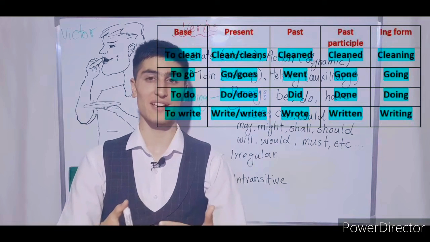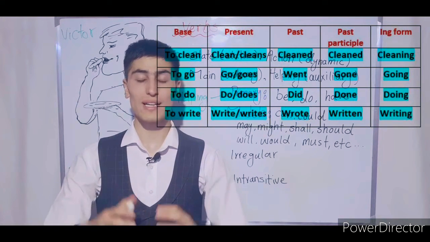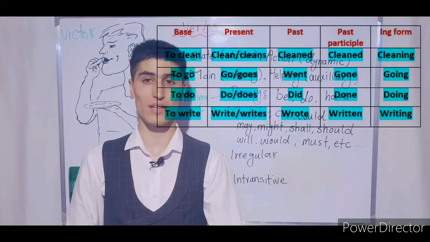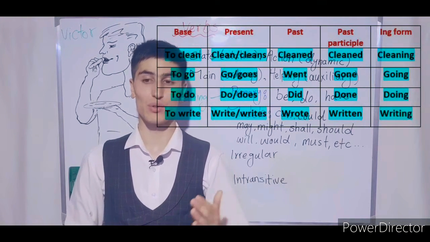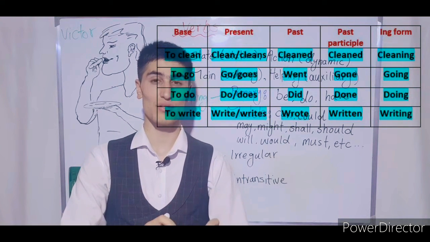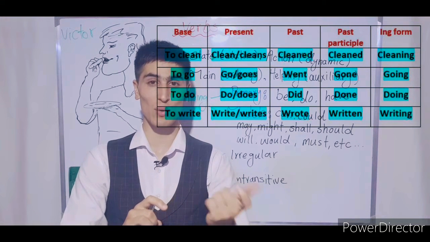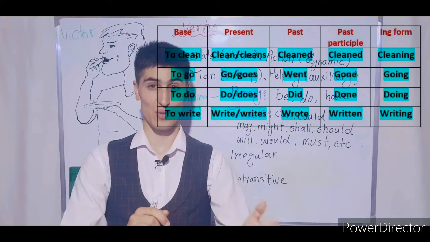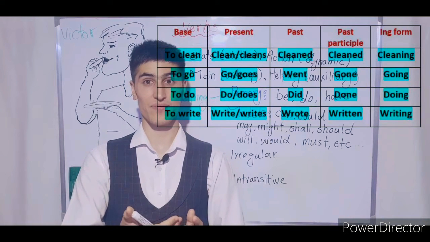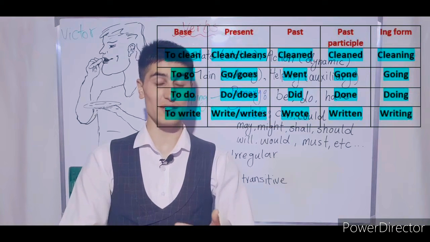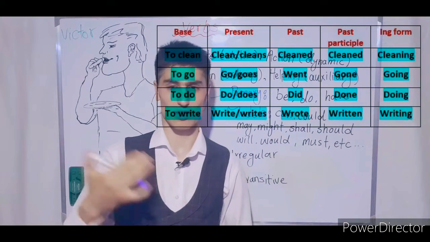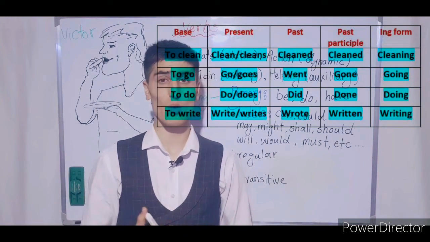Okay? Now let's have an example for irregular verbs. We can have go as an example. To go is the base form or infinitive form of the verb. And if we go to the present form, it can be go or goes. Goes is used for the third person singular subject, like he goes, she goes, it goes. Okay? And the past form of go is went. Went. You see, it's completely different. And the third form is gone. Gone is completely different. And the ing form is going.